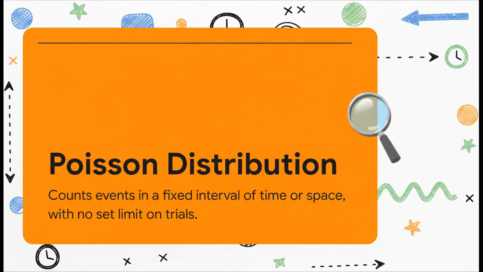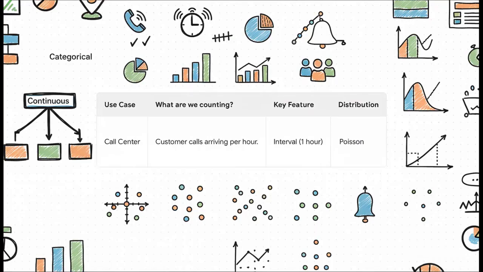But what if the answer to our big question is no? What if there isn't a fixed number of trials? Well, in that case, you're probably dealing with a Poisson distribution. We use this for counting events that just happen within a certain interval of time or space where there's really no theoretical upper limit. Think about a call center.